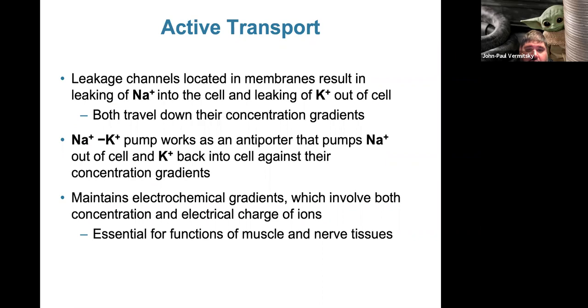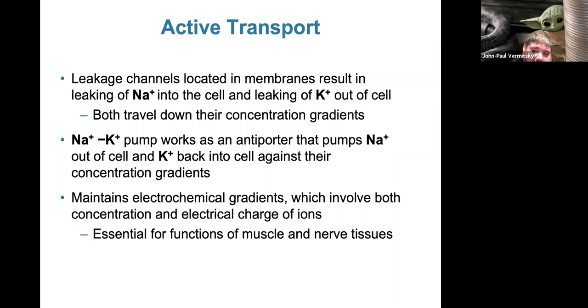So you have leakage channels located in the membranes that result in leaking of sodium into the cell and leaking of potassium out of the cell. Both are traveling down their concentration gradients. But because of the sodium potassium pump, this is going to pump the sodium back out of the cell and the potassium back into the cell against their concentration gradients. That's why it requires energy, because you're pumping the stuff back in against concentration gradients.